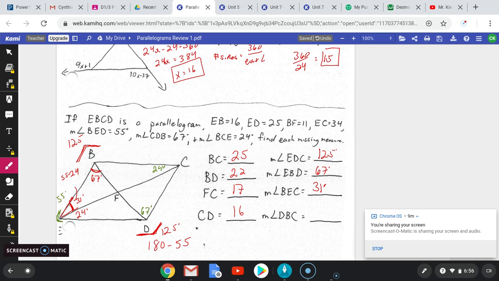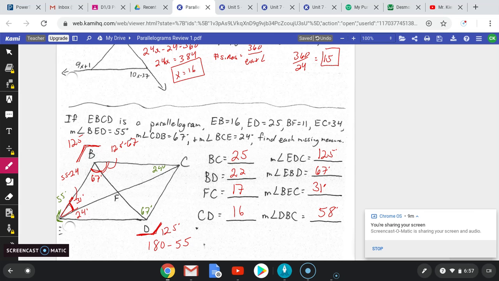And last but not least, angle DBC, which is this angle right here. Well, same concept as what we did with the previous problem. This whole angle is 125. I know part of it. So 125 minus 67, which would give me what? I want to say 58. Brain is not working here. So 125 minus 67, yeah, 58. So this is going to be 58 degrees.